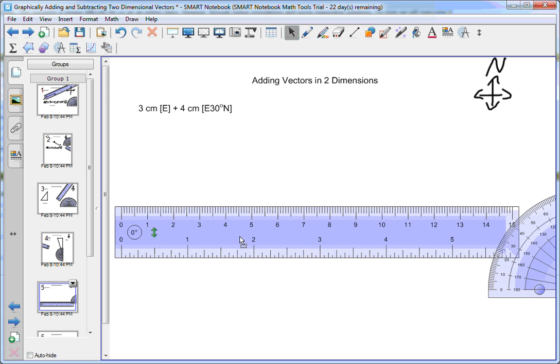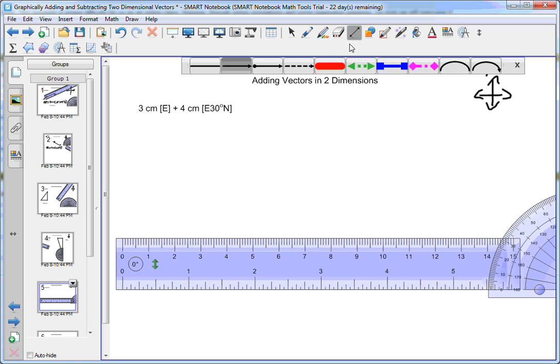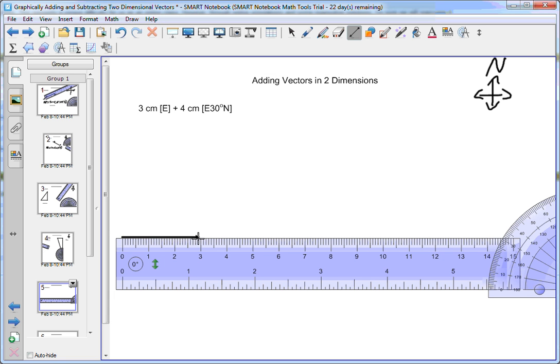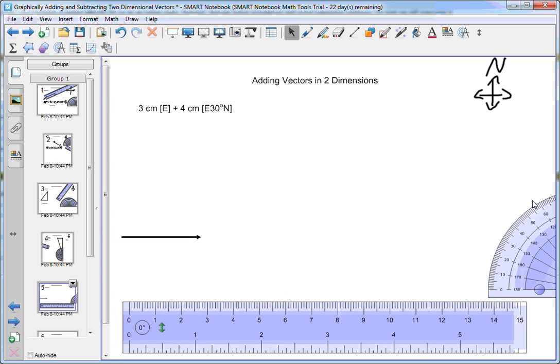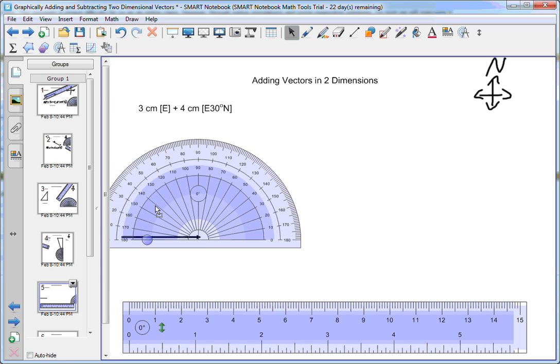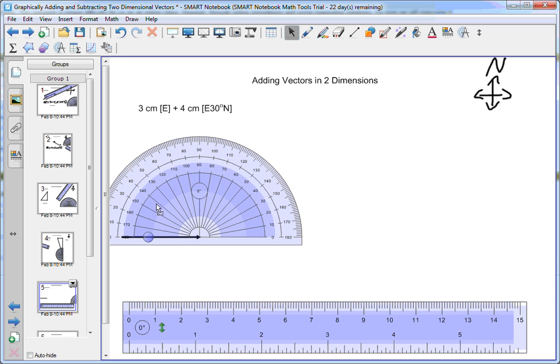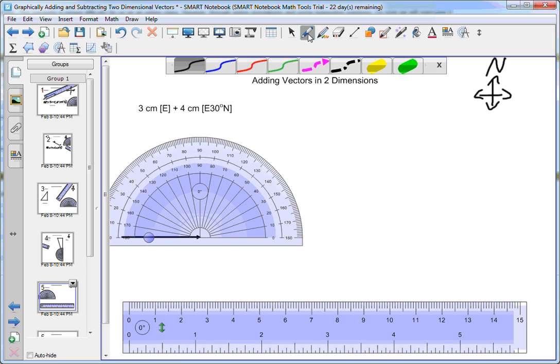So we just need to draw our vector starting from here, moving 3 centimeters straight east, and then we need to draw another vector 4 centimeters east, 30 degrees north. So to do that, we put the tip of the arrow at the origin of our protractor. We go 30 degrees right there, and we just put a little dot.